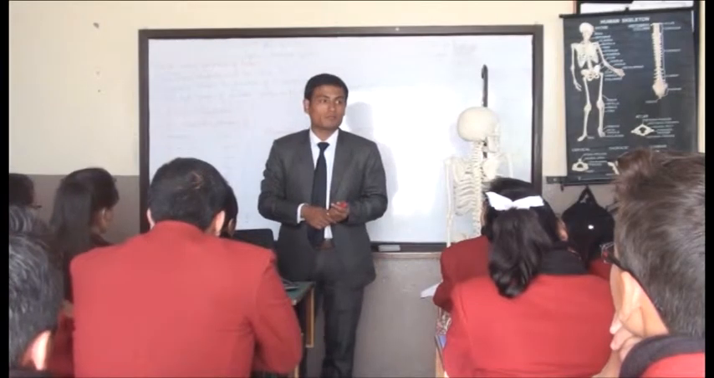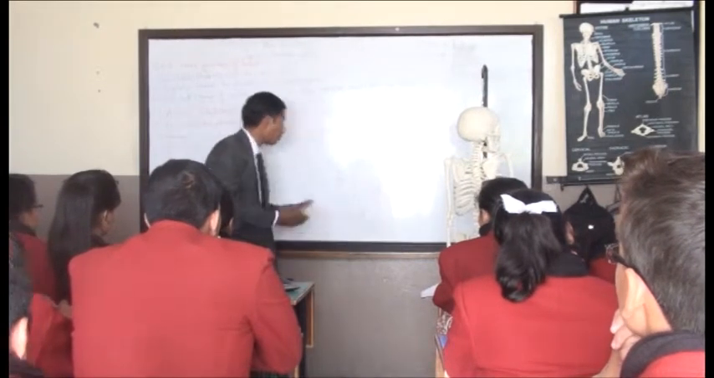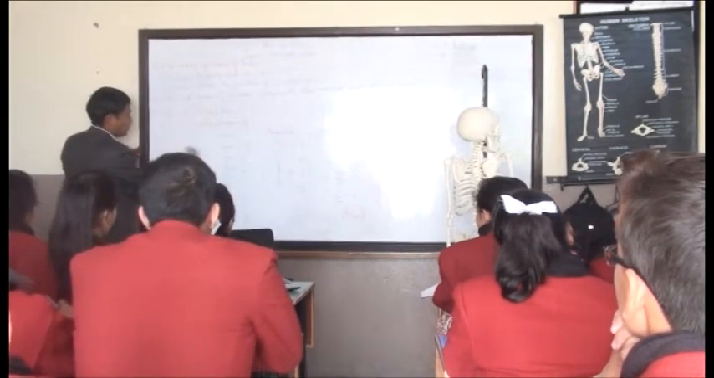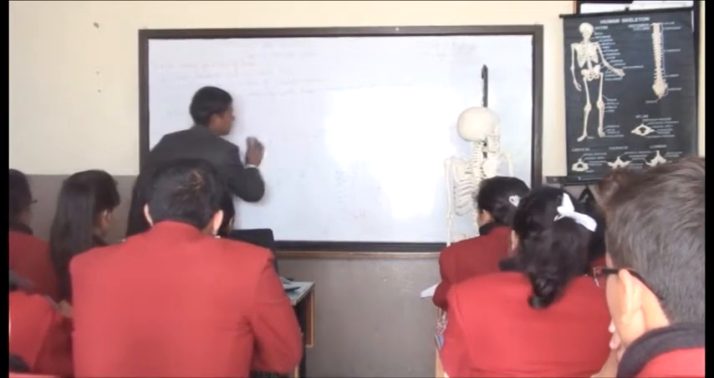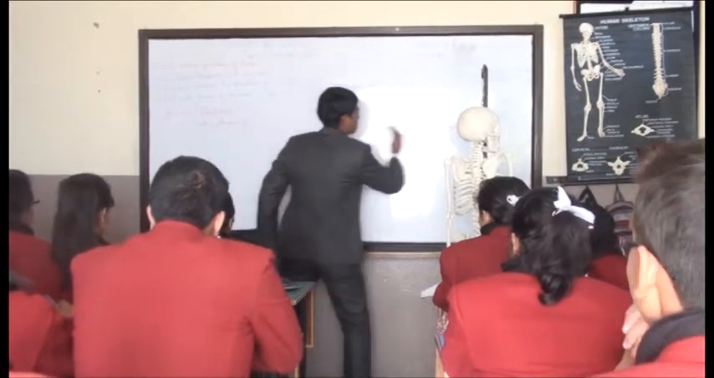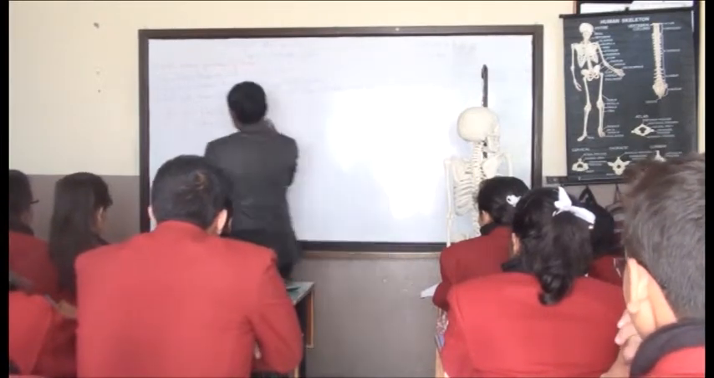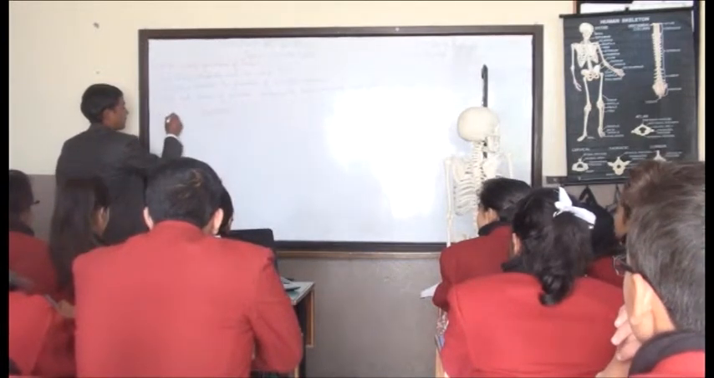This is half the part of our bones, the upper part. Now we are going to the lower part of our bones. The lower parts of our bones are given the name appendicular skeleton. Appendicular skeleton.